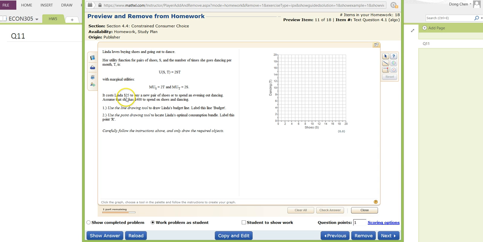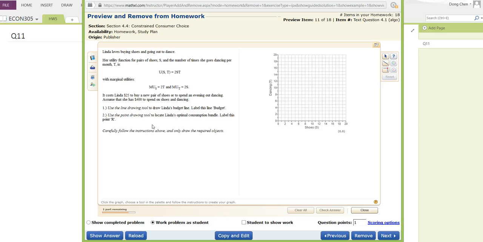It costs Linda $25 to buy a new pair of shoes or to spend an evening out dancing. Assume that she has $400 to spend on shoes and dancing. Number 1, use the line drawing tool to draw Linda's budget line. Label this line budget. Number 2, use the point drawing tool to locate Linda's optimal consumption bundle. Label this point R.